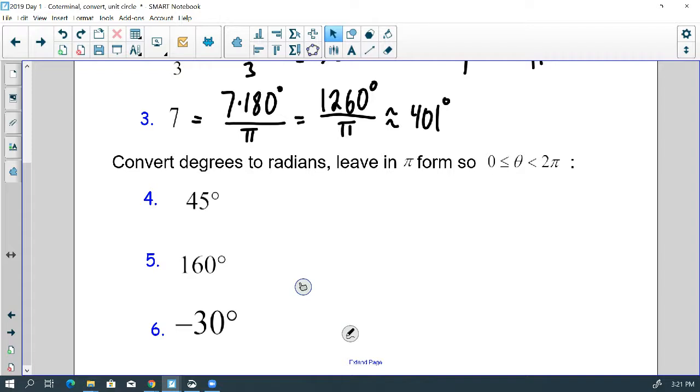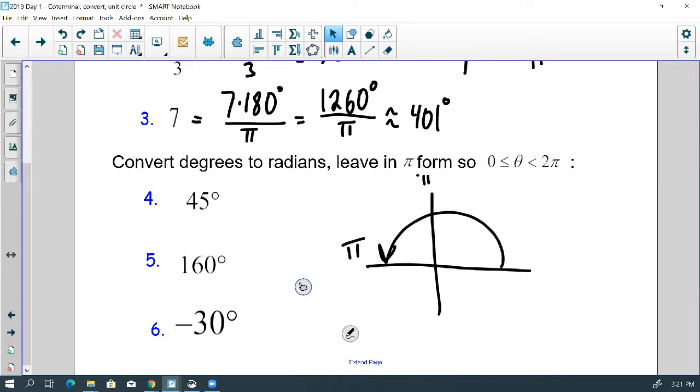What about converting to radians from degrees? Well, 45 degrees, let's look, this is pi radians. To get half of a circle, it's pi radians. So halfway there is pi over 2 radians. And half of that is pi over 4 radians. So 45 degrees is pi over 4.